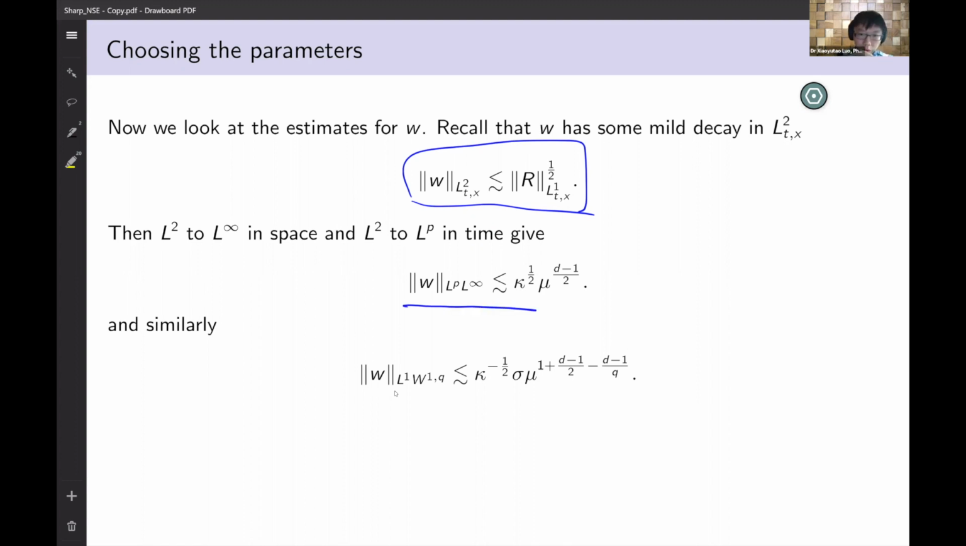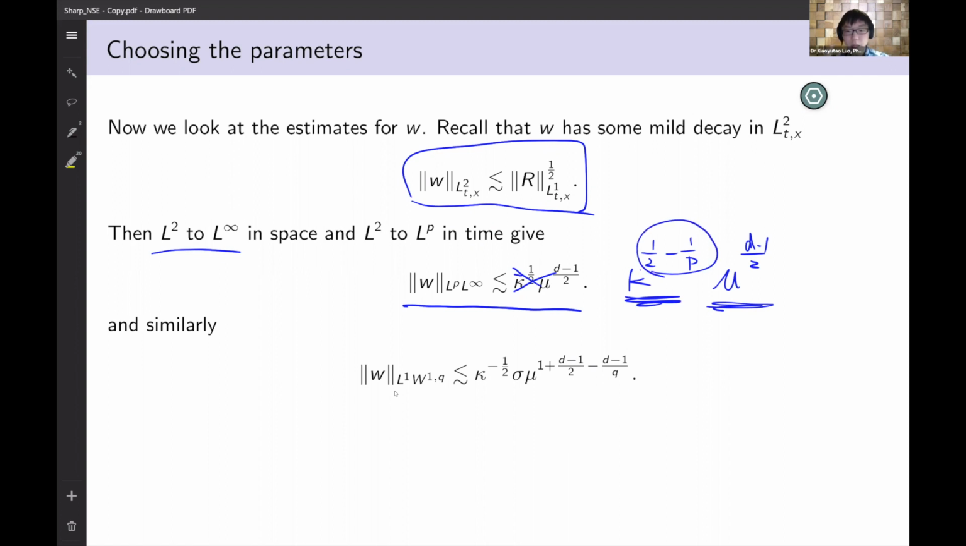And so to get to L^p L^infinity, just increase in space and decrease in time, right? So you trade temporal integrability in exchange for spatial integrability. I think there's a minus sign. I think this is not the one. So it should be kappa to the 1/2 minus 1 over p and mu to the d minus 1 over 2. So this guy is huge, but this guy has a negative exponent. So it is fine. It is possible to accommodate this. So this is negative, this is negative.